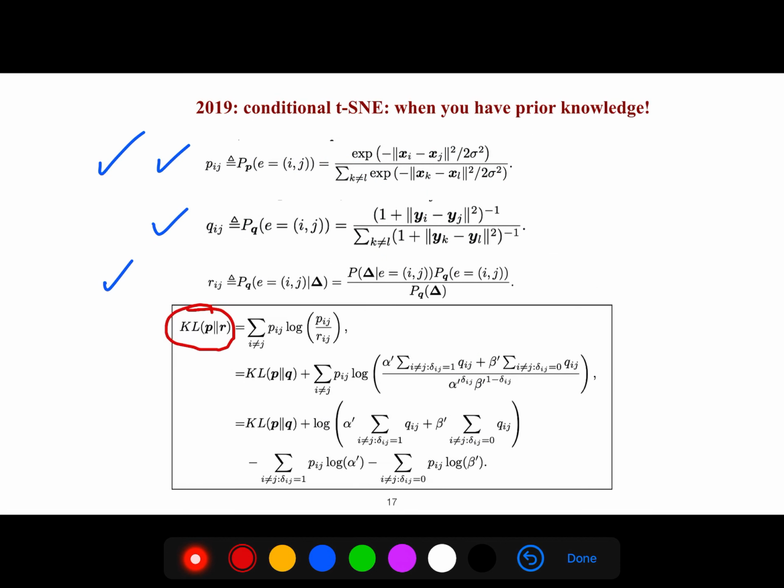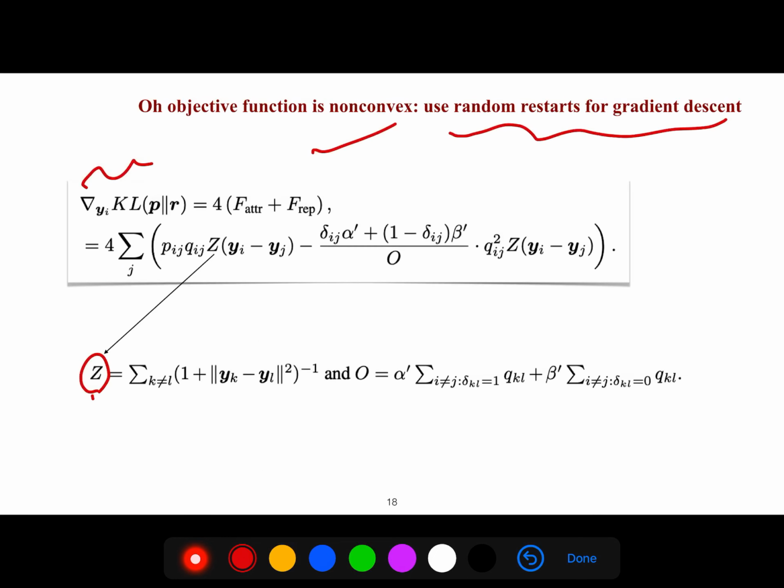tries to also include prior knowledge. If you have prior knowledge, for example, maybe from your experiments, you already know which two cells are similar to each other, so you can take advantage of that. And the objective function is non-convex. No problem, we can use several techniques. I wrote an article about this non-convex optimization.